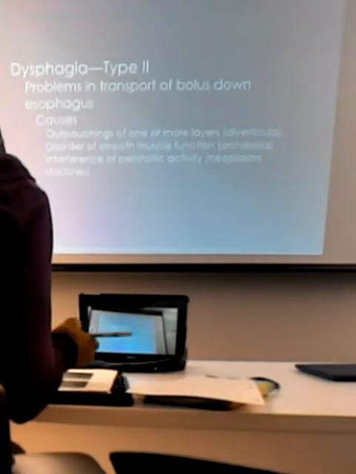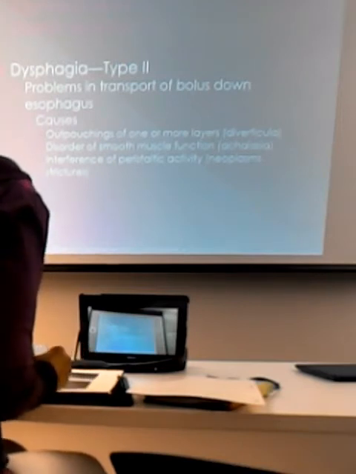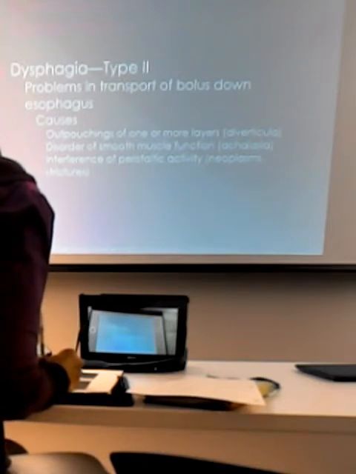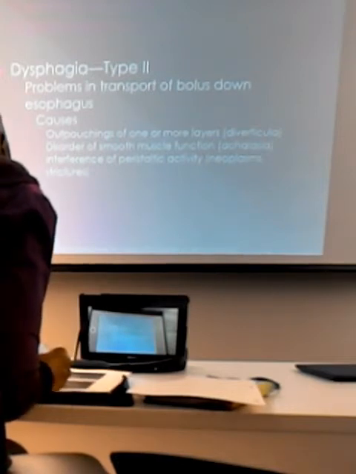Type 2. What's type 1? You can't get it to the esophagus. Type 2, you got whatever you're eating or drinking to the esophagus, but it didn't go all the way down. It got stuck somewhere in the esophagus. Make sense? Okay. So what causes that?